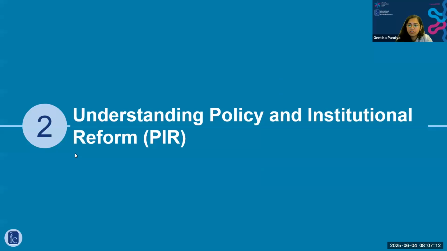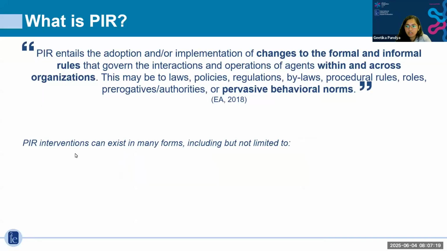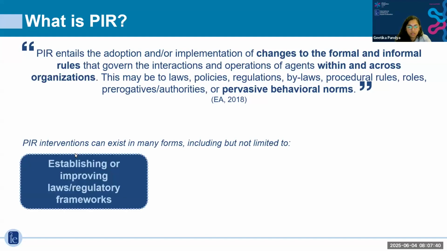All right, so we're going to spend a few minutes understanding what we mean by PIR. PIR is the adoption or implementation of changes to the rules that govern interactions within or across organizations. These may be changes that are made to laws, policies, regulations, or changes to behavioral norms. And PIR interventions can present themselves in several forms. So let's look at one type. The first type is when you're establishing or improving laws or regulatory frameworks.